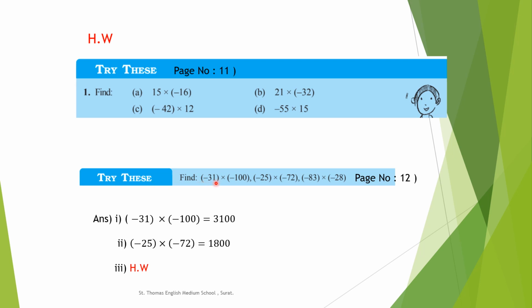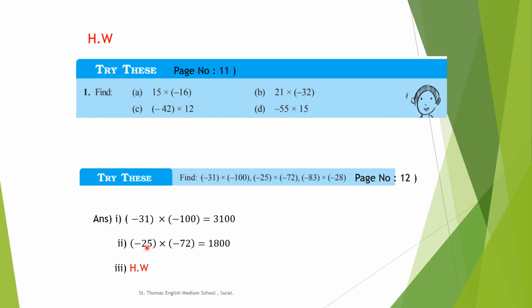Find minus 31 multiplied by minus 100, minus 25 multiplied by minus 72, minus 83 multiplied by minus 28. Now first one, minus 31 multiplied by minus 100. Here both the integers are negative. So when you multiply two negative integers, you always get a positive integer. So 31 hundreds are 3100. Is it clear?